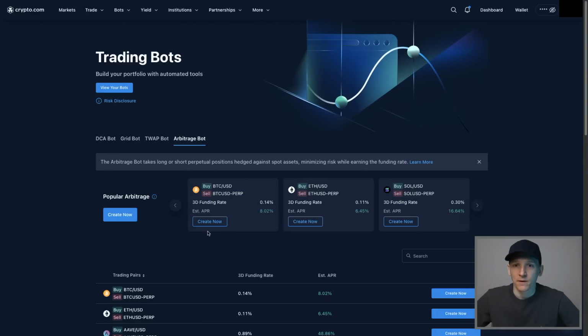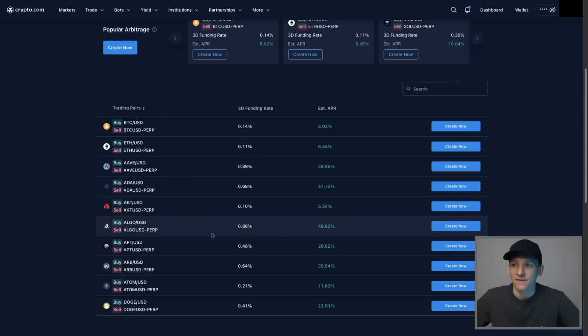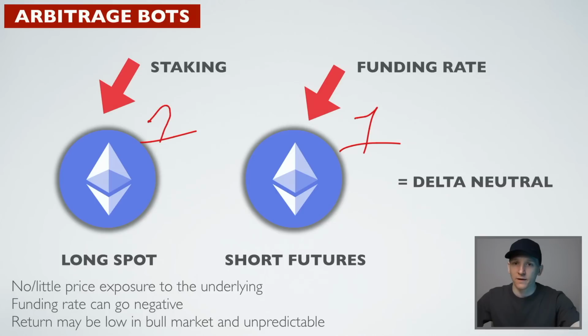The estimated APR, you can see that down here. In fact, there's a list of assets that you can carry this trade out for. And you can see the estimated APRs range from 6% up to 48%, right? So there are different assets and they have different yields. Why is that? That is because in the futures market in crypto, there is this thing called funding.